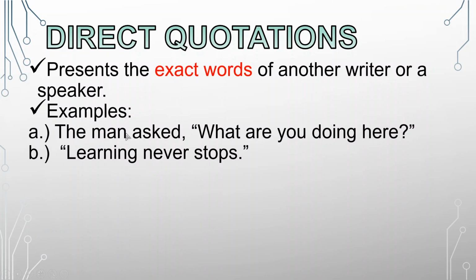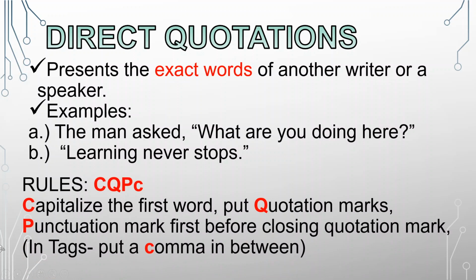In the first example, we have the tag. The man asked is what we call the tag. For letter B, we have only the direct quotation without any tag. There's a similarity between A and B. Here are the rules for direct quotations. We have to follow the CQPC rule. What is the CQPC rule? First, capitalize the first word, put quotation marks, put the punctuation mark first before the closing quotation mark, and in tags, like letter A, put a comma in between.